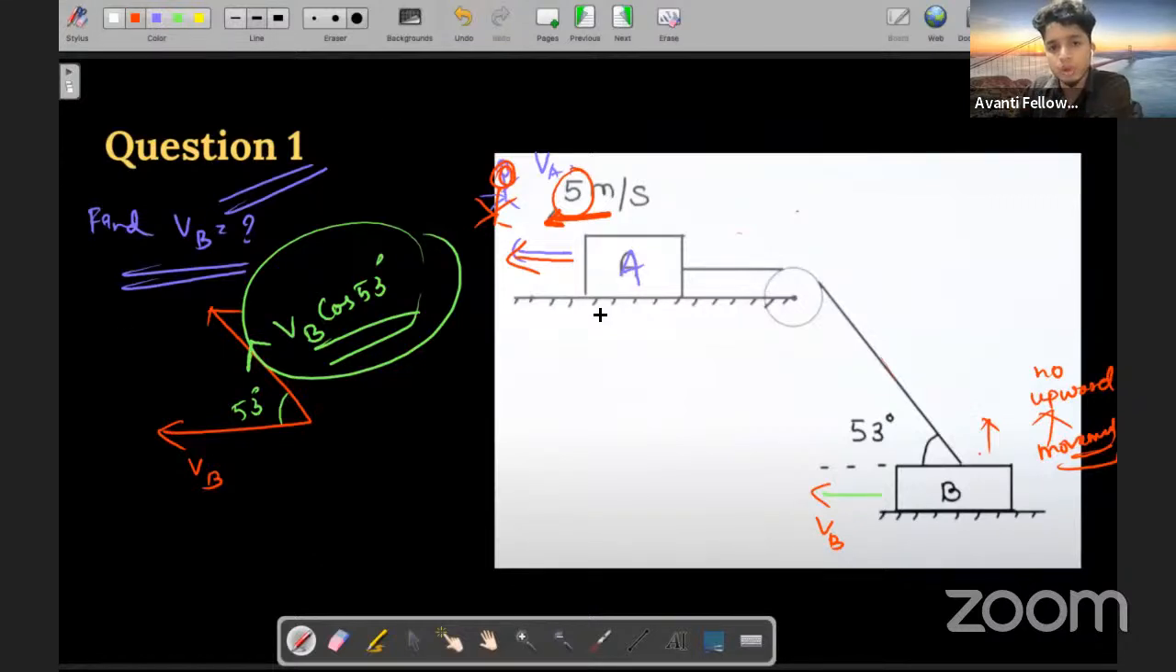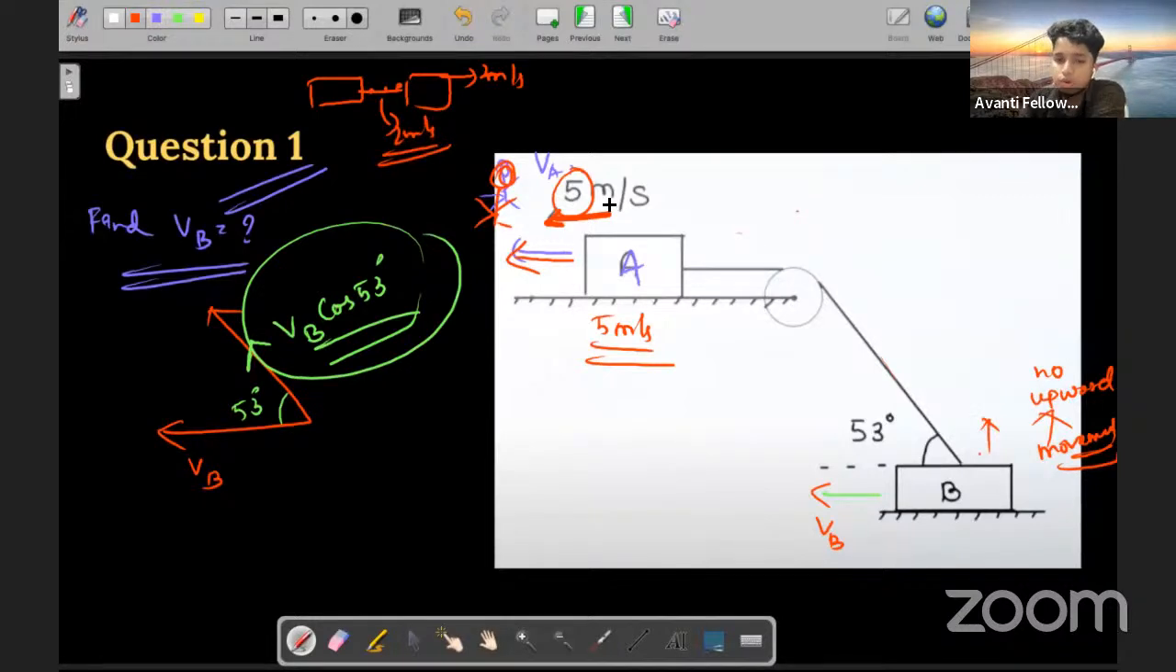Now, you know that this block is moving with 5 meters per second velocity. As I said just before, if blocks are attached with a string and it is moving with a velocity of 2 meters per second along this point, it is 2 meters per second itself. Okay, good. So along this point, this is 5 meters per second and this is 5 meters per second. Now you know that this block is trying to move with velocity VB and it is attached to a string, right, with an angle of 53 degrees.